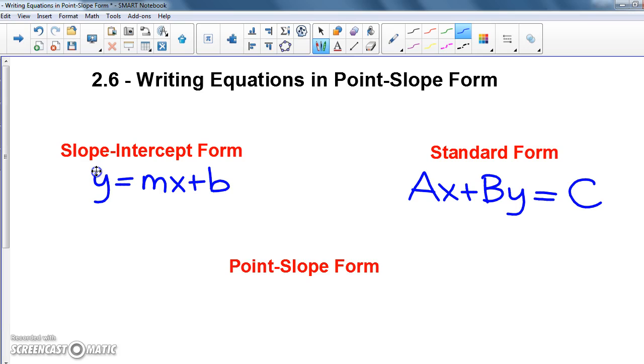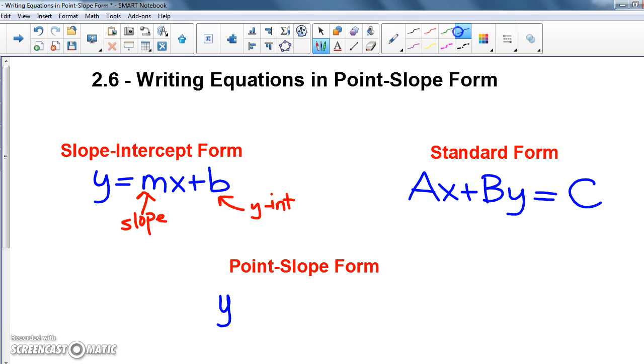So from the previous forms, we could get some information. From slope-intercept form, we knew the slope, right? And we also knew the y-intercept. With standard form, that was the most helpful when it came to certain kinds of word problems. But with point-slope form, we can actually get some other information as well. Here's what point-slope form looks like, and I'll explain all the different parts.